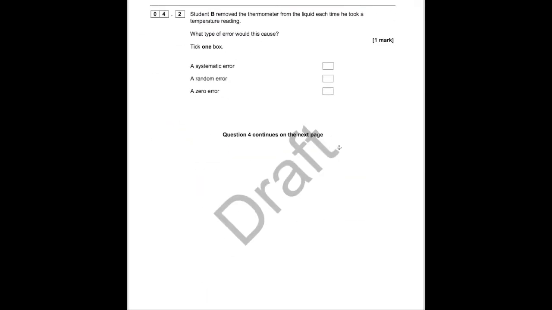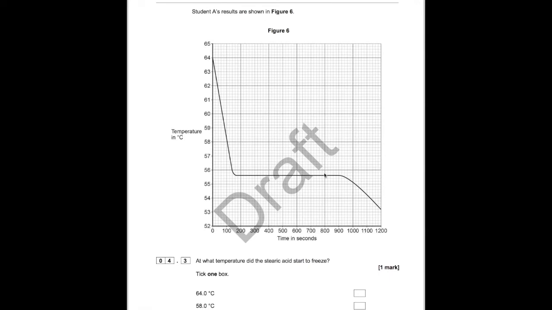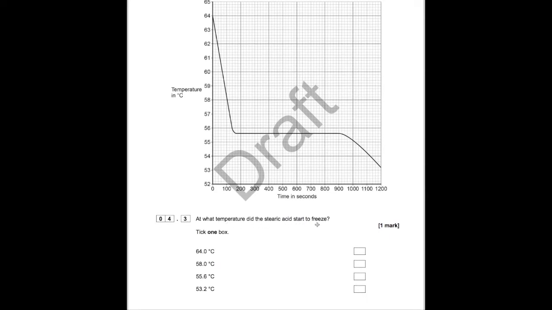Student B removed the thermometer from the liquid each time he took a temperature reading. What type of error would this cause? A random error. Student A's results are shown in figure 6. At what temperature did the stearic acid start to freeze? So this is the stearic acid's temperature dropping. This is the change of state represented by the flat section, and then that's the temperature dropping again once it's changed state. So it started as a liquid, then this will be the part where it's freezing, and this is the part where it's a solid but it's getting colder.